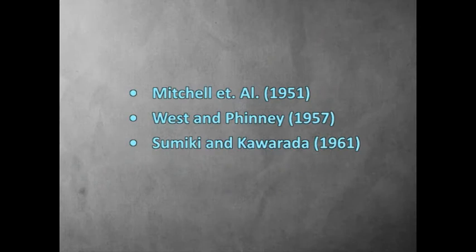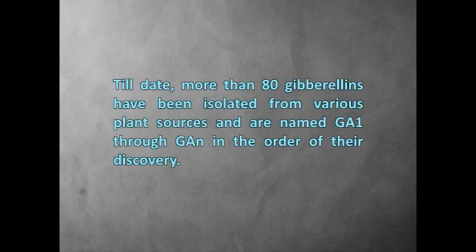In addition to the fungus, gibberellins were also reported to be present in higher plants by several workers like Mitchell et al. in 1951, West and Finney in 1957, and Sumiki and Kawarada in 1961. Till then, more than 80 gibberellins have been isolated from various plant sources and are named GA1 through GAn in the order of their discovery.